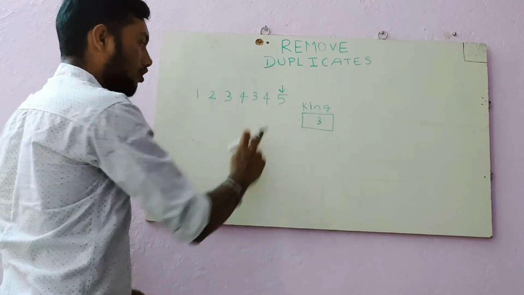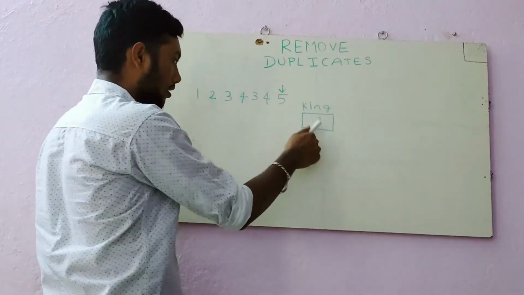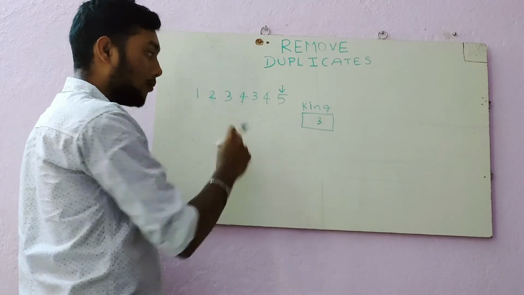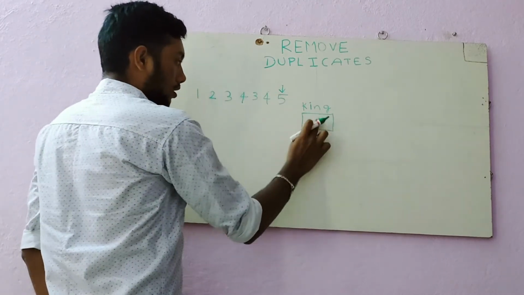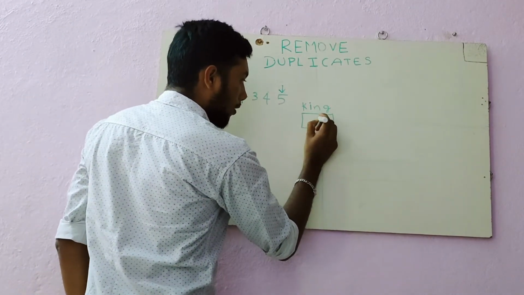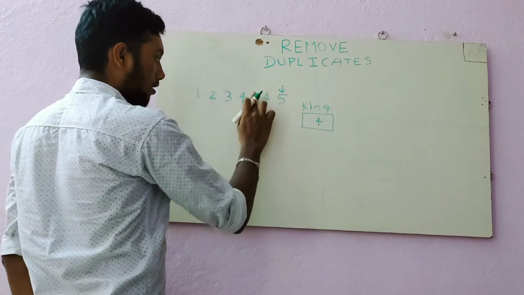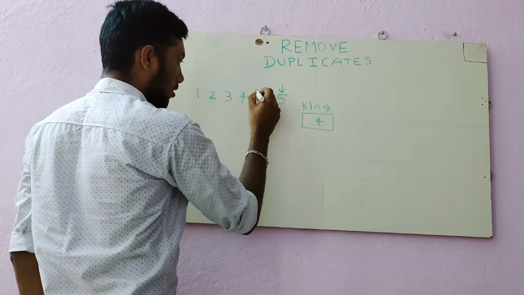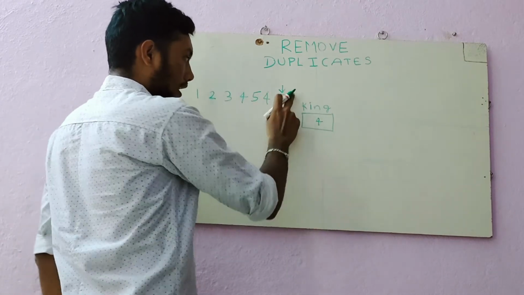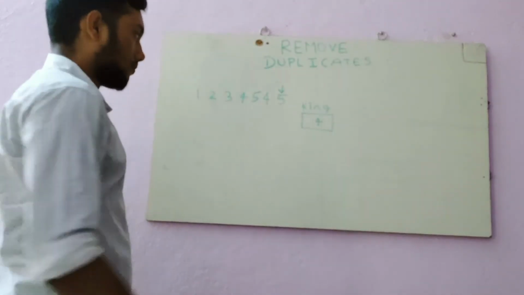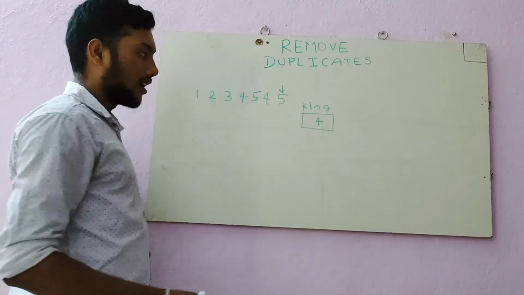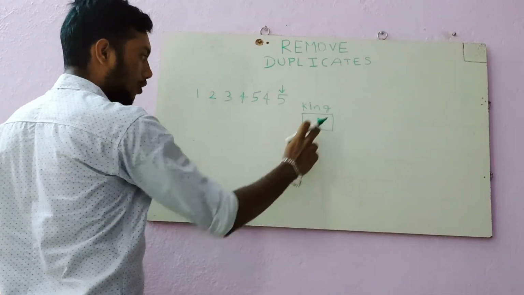Now 5 wants to be a king. It checks with the current king. Yes, it can be a king. So the value of the king is incremented by 1 and this element moves to the index of the king. Now here we have come to the end of the array. Now what we can see is the value of the king is 4.